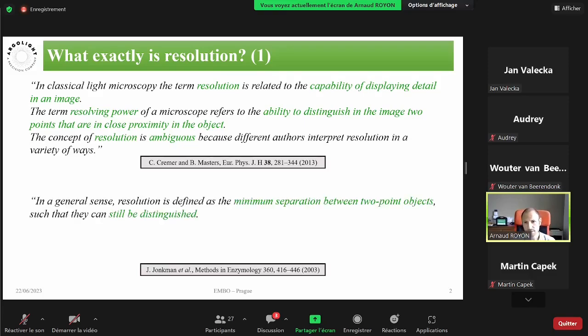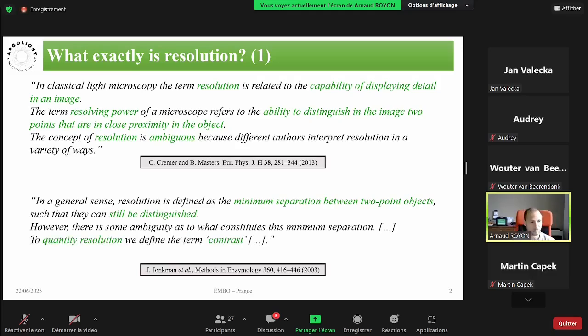Jonkman and co-authors in 2003 defined resolution as the minimum separation between 2-point objects such that they can be distinguished. However, they say that there is some ambiguity as to what constitutes this minimum separation, and therefore they propose to quantify resolution by defining the term of contrast.